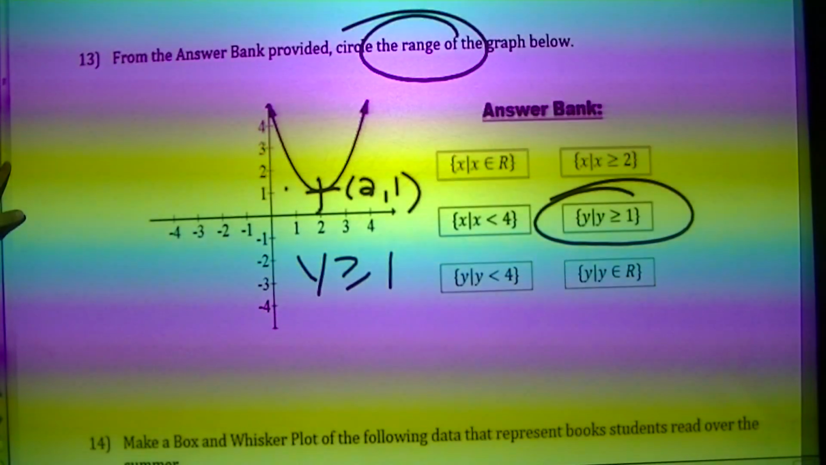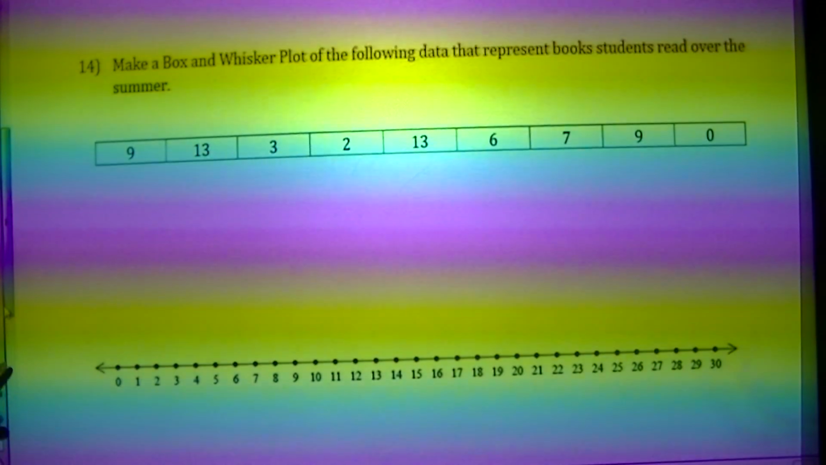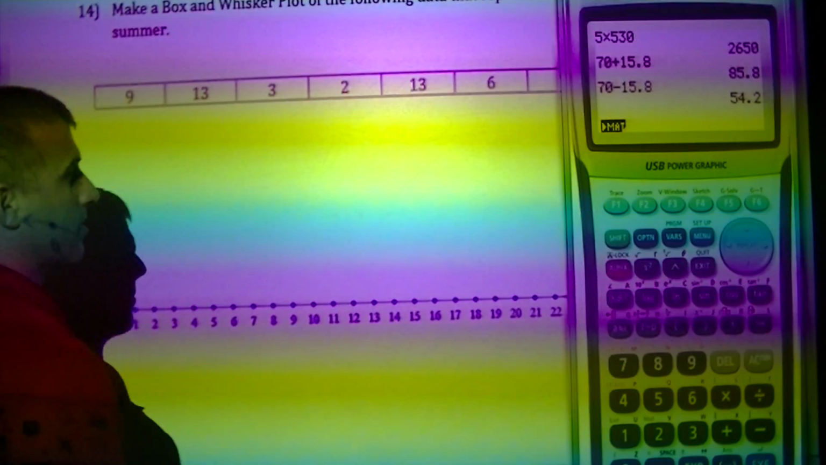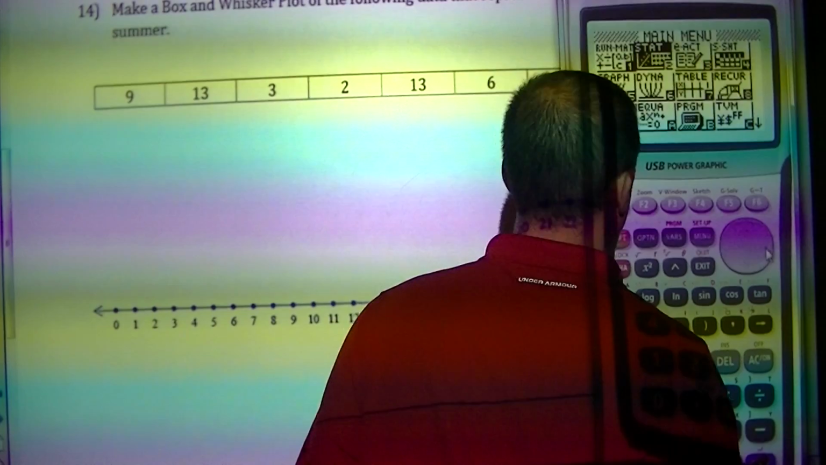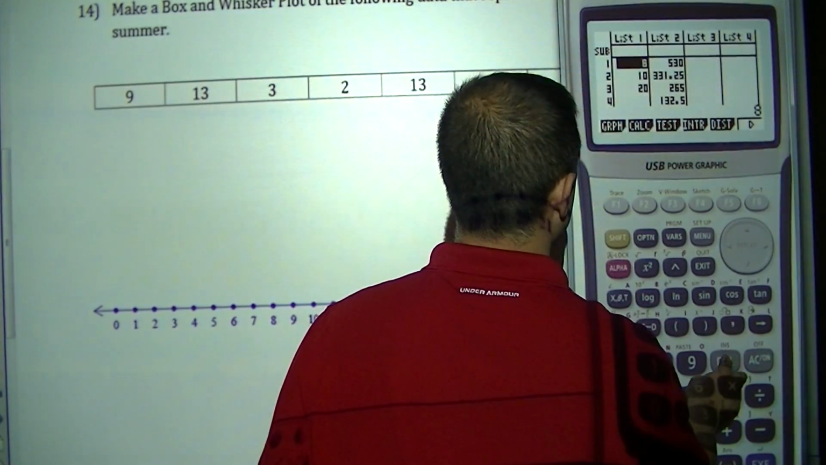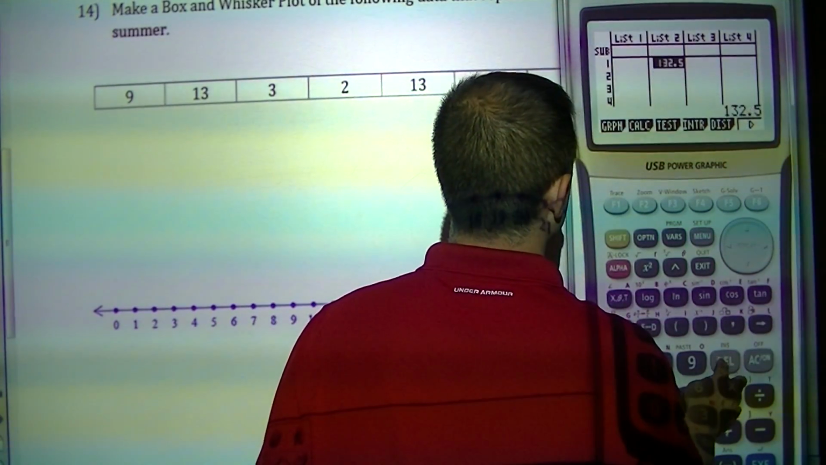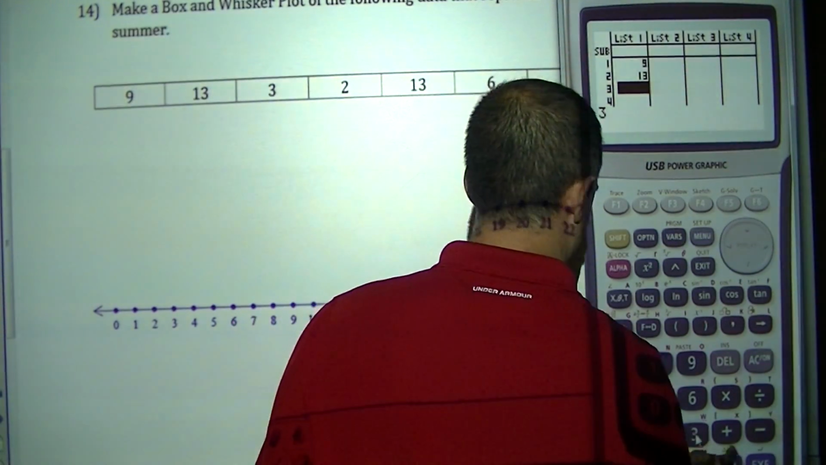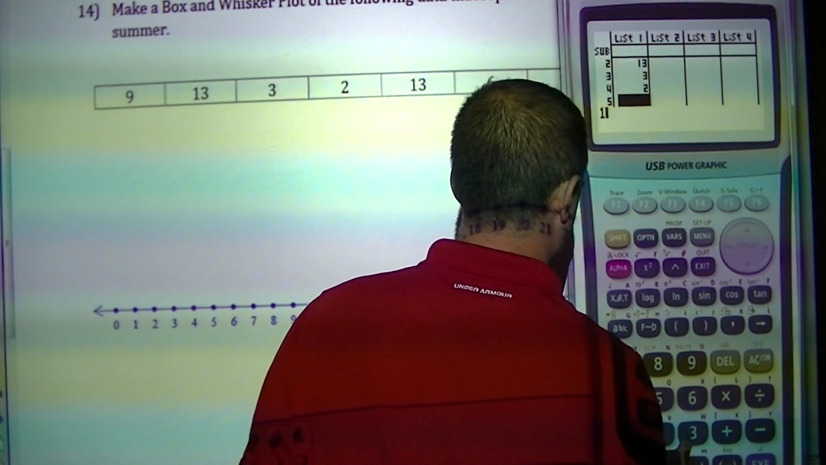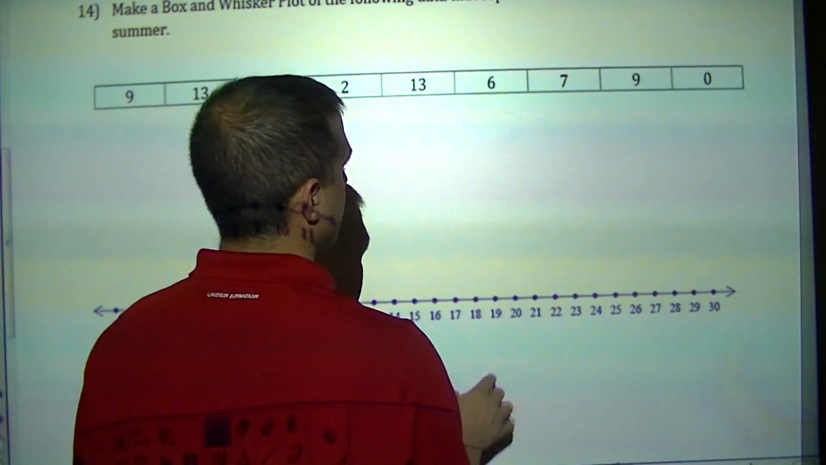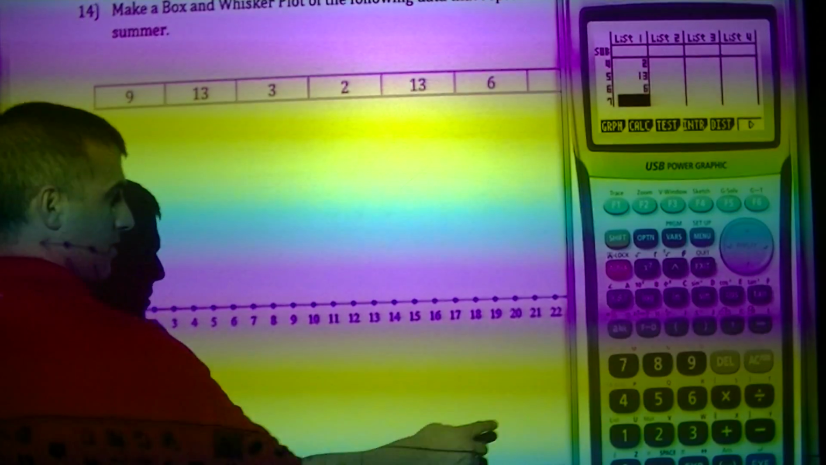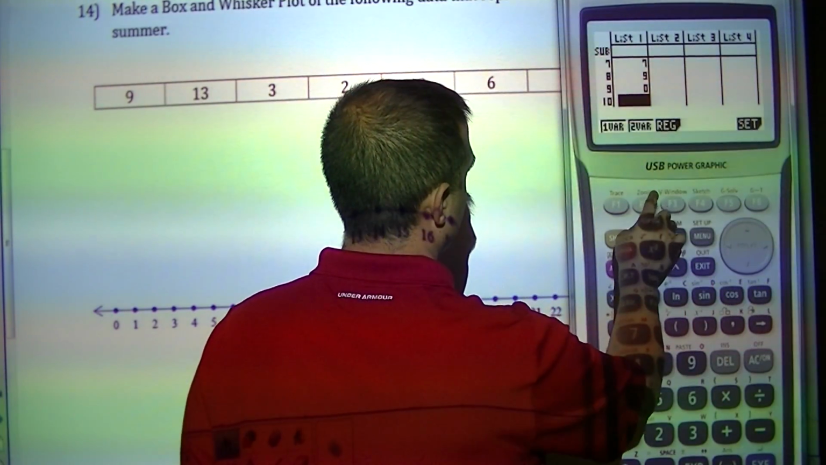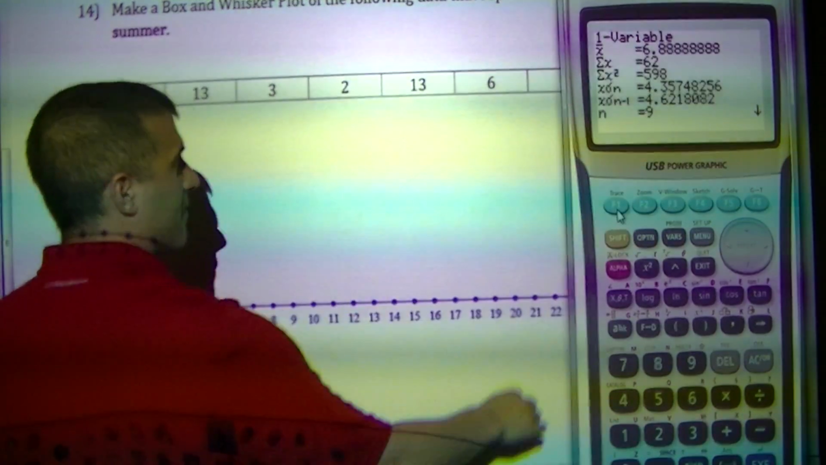All right, make a box and whisker plot that corresponds to that data. So what I'm going to do, I'm going to go into menu, I'm going to go to stat, I'm going to delete this information. All right, I'm going to put these in: 9, 13, 3, 2, 13, 6, 7, 9, 0, 7, 9, 0. All right, I'm going to calculate, I'm doing the stats, which would be F1.